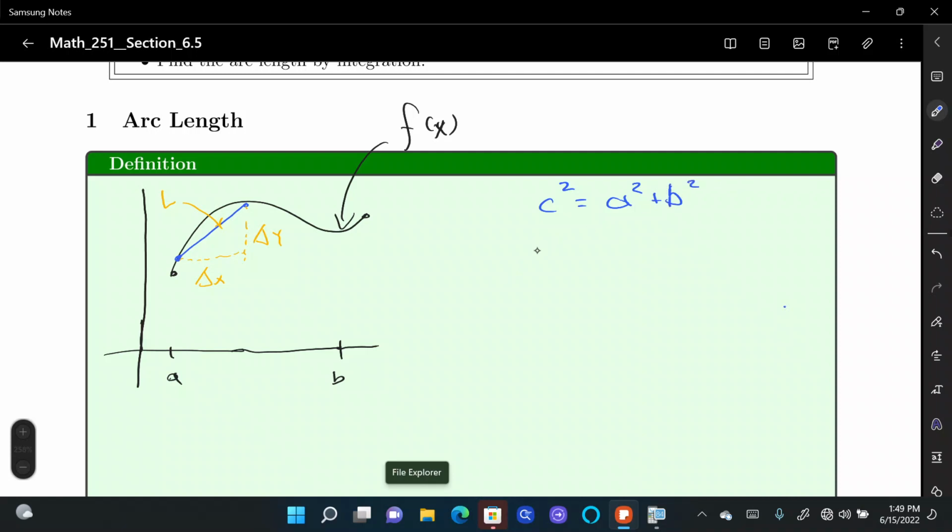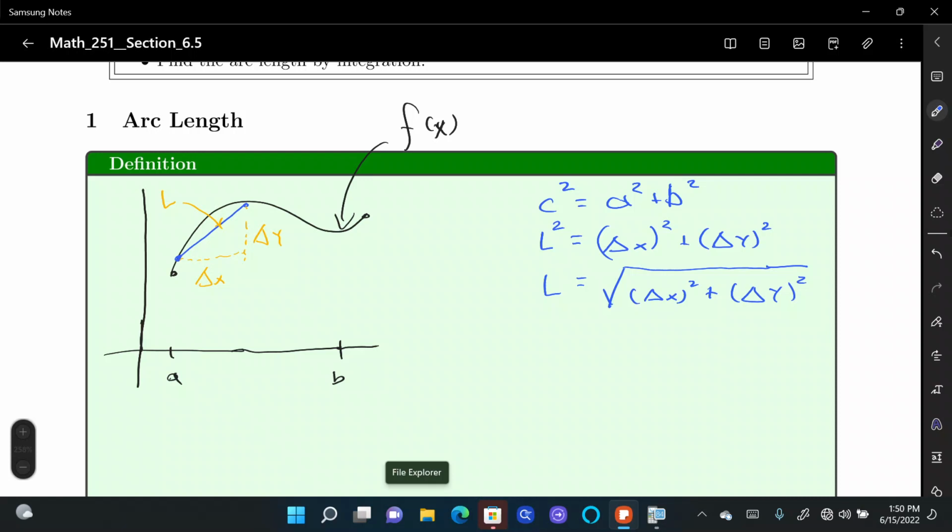But in this case, the c squared is the length L squared, which equals delta x quantity squared plus delta y quantity squared. And if we want to solve for L, take the square root on both sides. I know there's a plus and minus involved, supposedly, but in this case, since lengths are positive, we don't need to use that plus minus.